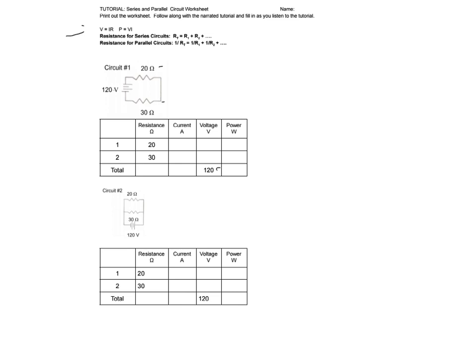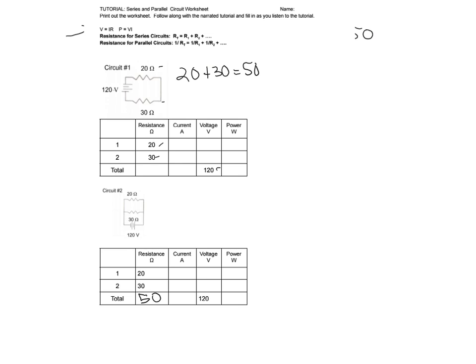To find the total resistance of the circuit, I'm just going to add 20 plus 30. And that's going to give me my total resistance of 50. And I'm going to fill it into the chart. The next thing I'm going to do is solve for my current.